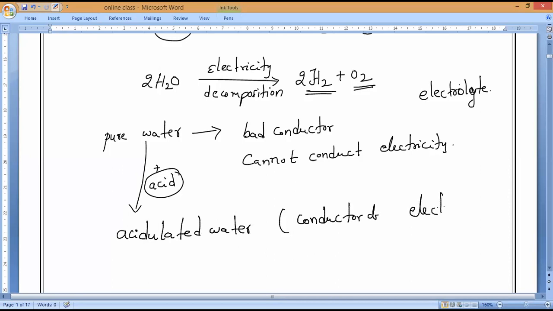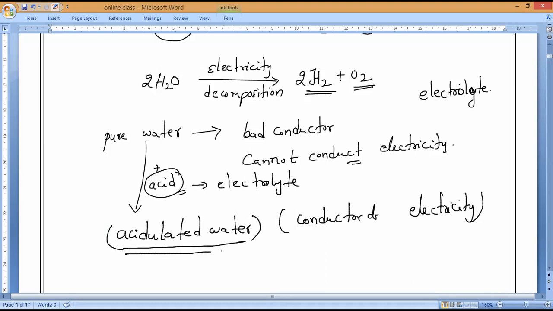Do you understand, everybody? So if you take pure water, it is a bad conductor of electricity. That is why we always add a little amount of acid. Then it is called what? What do we call it, Pradosh? It is called acidulated water. So actually this acid we call the electrolyte. Once acid is added to the water, this whole water we call acidulated water.